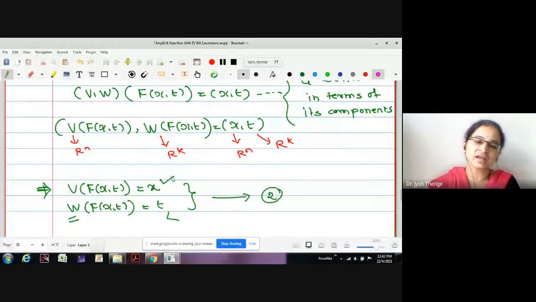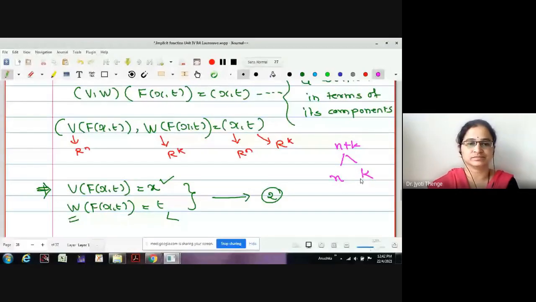Here I cannot say coordinate-wise, we just equate. Why can we not say coordinate-wise? Because these are not the coordinates. These are just the bifurcation we have made in the (n plus k)-tuple vector. How have we separated this n-tuple vector and k-tuple vector?